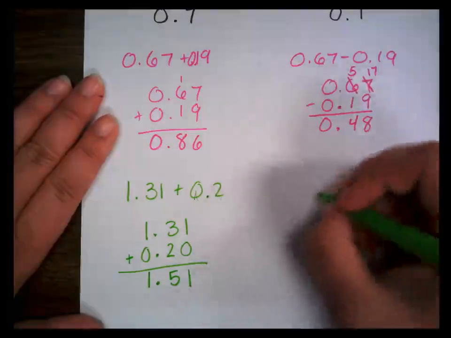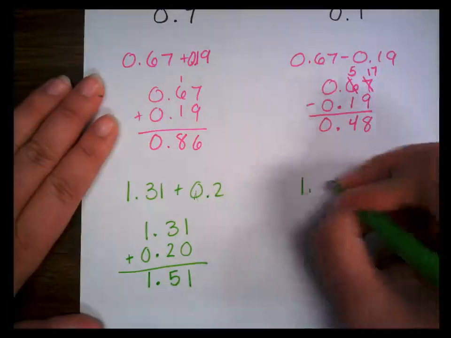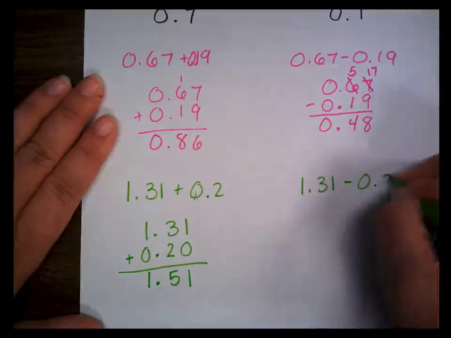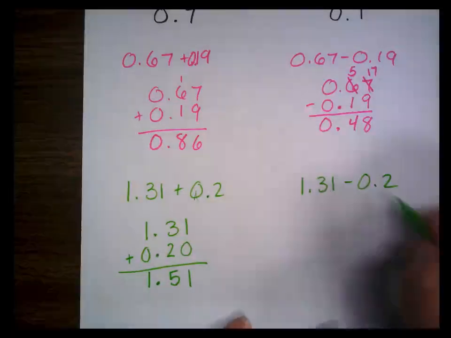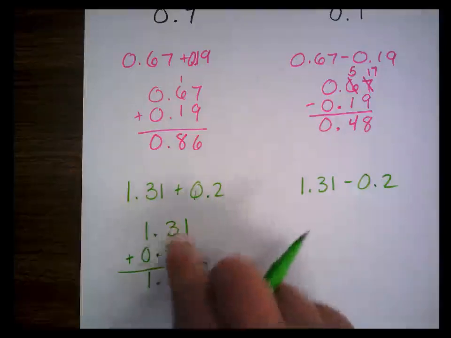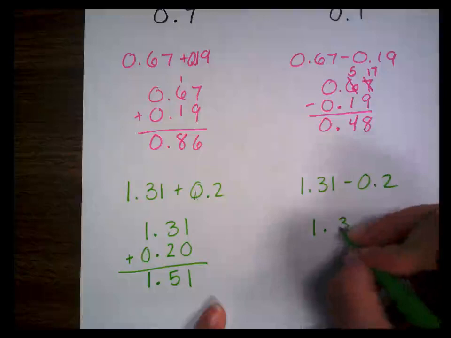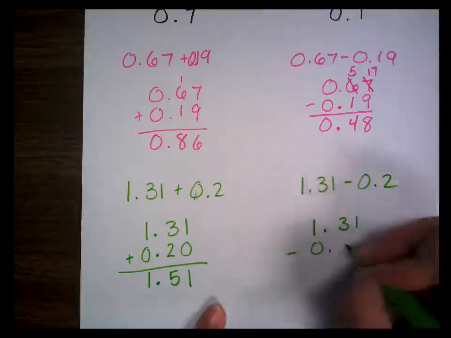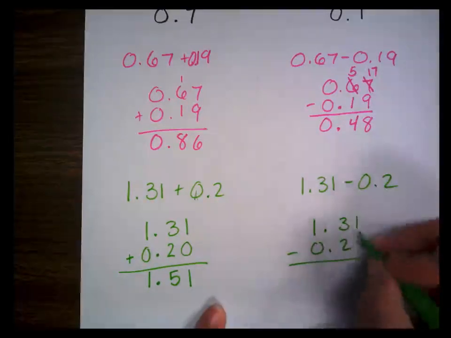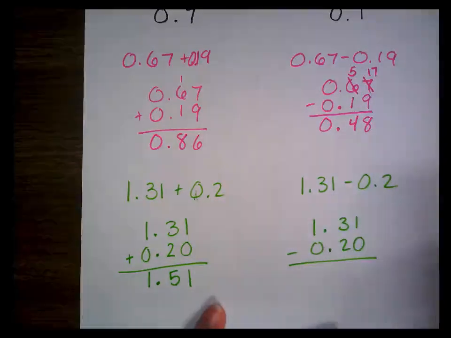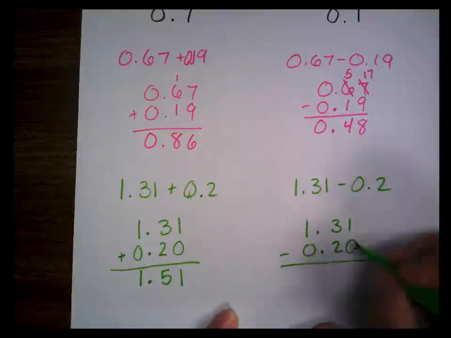Now, what about when we subtract? I have 1 and 31/100ths minus 2/10. I'm just going to take away 2/10. I'm going to stack them vertically just like I did, lining up by the place values. 1.31 minus 0.2. Again, there's that gap there. I'm going to go ahead and fill it in because there's no value there.